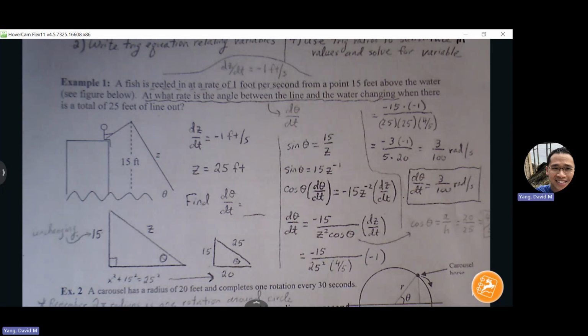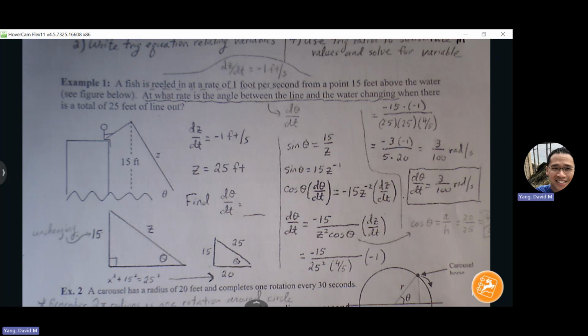Find the derivative. Now, this is related rates, so every derivative is going to have a d over dt after it's said and done. What's sine's derivative? Cosine theta, times d theta dt. Right. What's 15 Z to the negative 1? That'd be negative 15 Z to the negative second power, times, and every variable has a d over dt, so dZ dt.